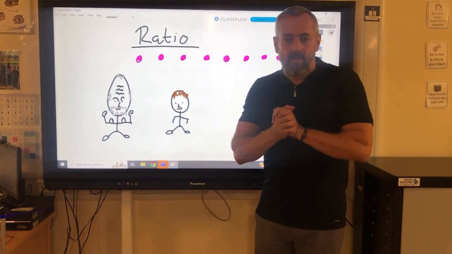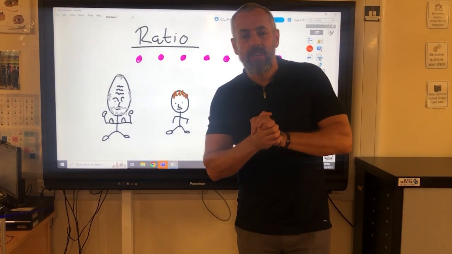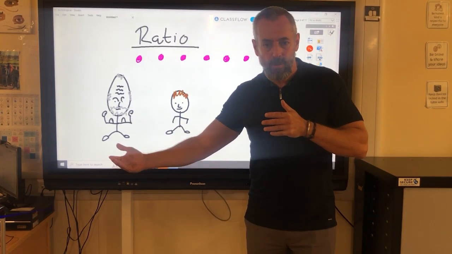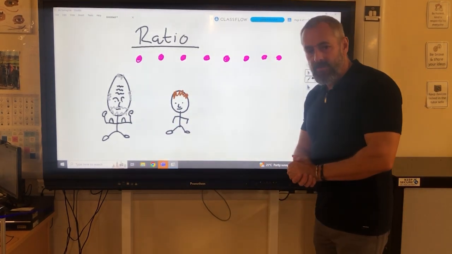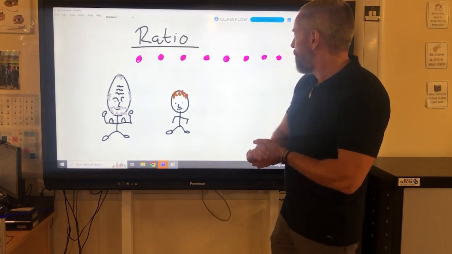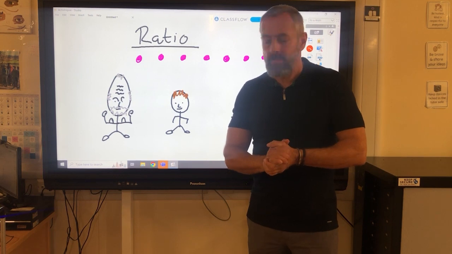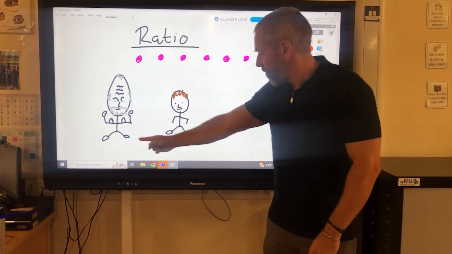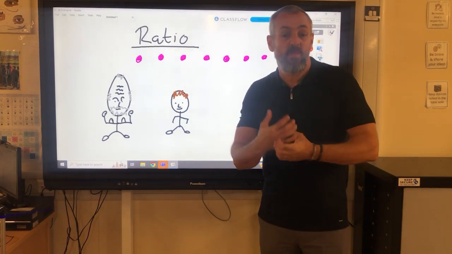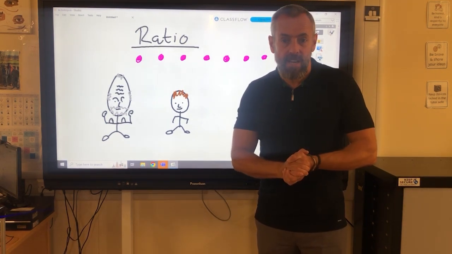Right, okay, so what is ratio? Ratio is sharing out using a certain set of rules. I'm going to use the examples that we've used before in class. What we've got up here are a bunch of pink sweets. We've got Mr. Mitchell, we've got Rafe, and we are going to share out those sweets in what I believe to be a fair ratio.